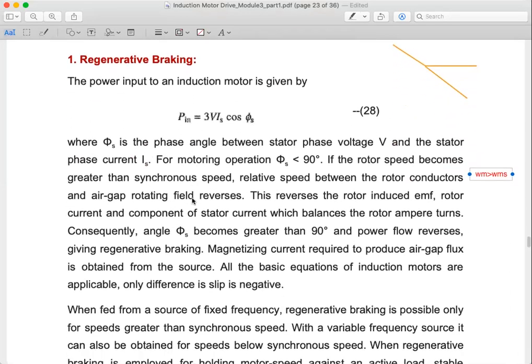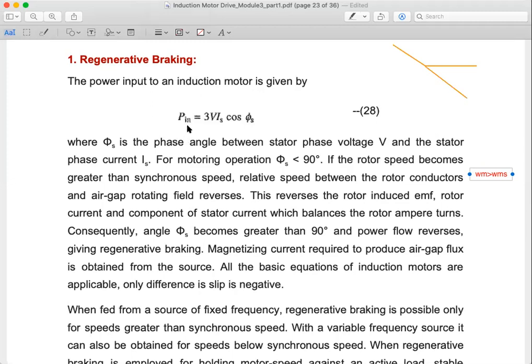Now let's discuss regenerative braking. When I say regenerative braking, that indicates during braking, the power which is already available in the motor is converted, and the motor now works in generator mode so that the power is fed back to the supply. So during regenerative braking, the induction machine works in the generator mode and the power which is already available in the motor will be fed back to the supply, which gives an effective braking.